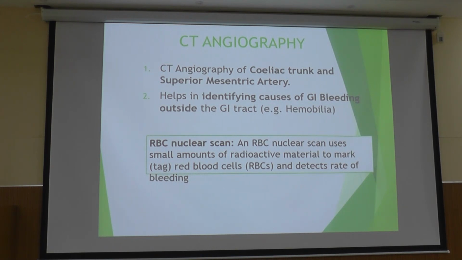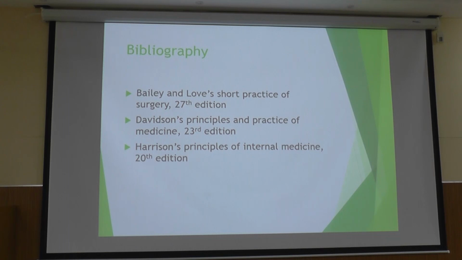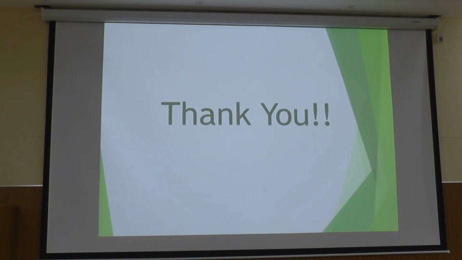Then finally, we have to do CT angiography to find out which artery or which vessel is involved. There's one more thing called the RBC nuclear tag scan. We tag the RBCs with radioactive material, and that way we can detect the rate of bleeding and also what type of disease. Thank you.